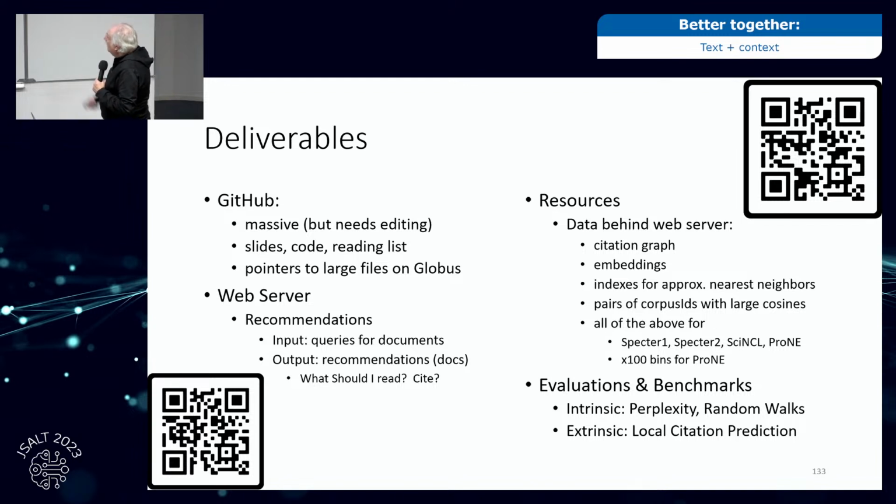It's all there. We have the file that Melissa was talking about, the pairs of corpus IDs with large cosines by all of these embeddings. And we also have that for many of the bins. And I didn't mention all the indexes for the approximate nearest neighbors. And I know I raced through the approximate nearest neighbors stuff. I'm happy to talk about that if there's any questions.